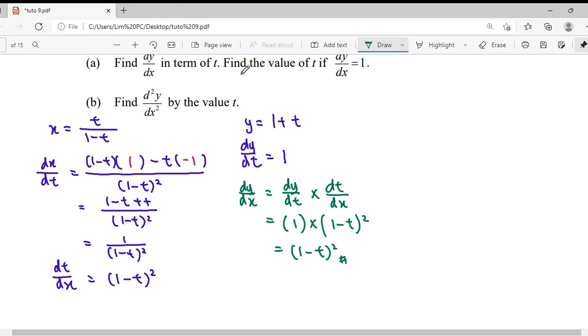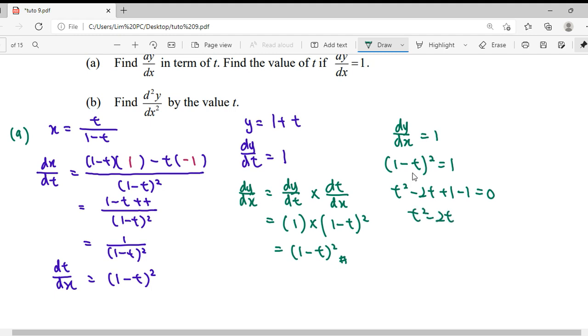Then, we haven't finished yet, so part A here hasn't finished. This is question A. We have to find the t if the dy dx equals 1. So when dy dx equals 1, means 1 minus t squared will be equal to 1. So it will become a quadratic, because something squared means a quadratic equation. So for the quadratic equation, we're going to expand it. t squared, then minus 2t plus 1. Then move our 1 to the left hand side, equals to 0.